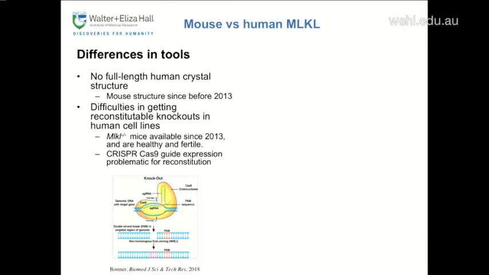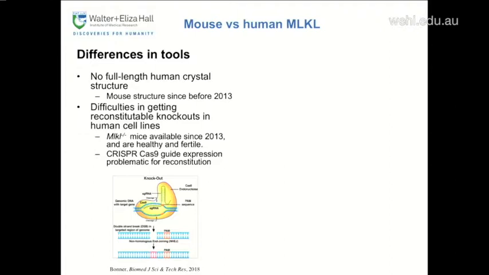Just before I go on to what my research has been about while I've been here, I just wanted to quickly touch on some differences between mouse and human MLKL. We have some differences in tools. The structure that I showed before was for the mouse protein, which we've had for some time, but we have no full-length human crystal structure. This means we have to make some assumptions about what the protein looks like and how it's going to behave when we manipulate it.